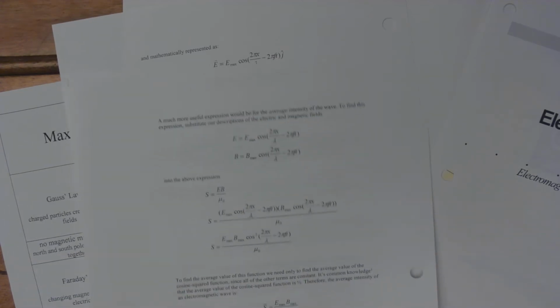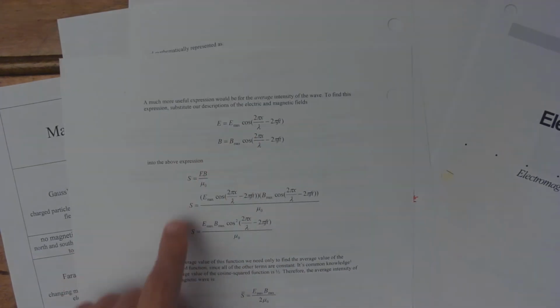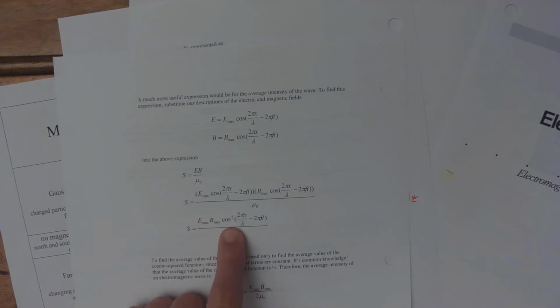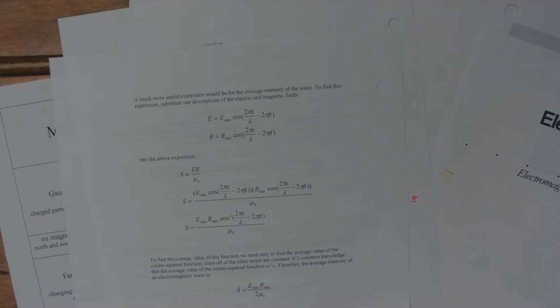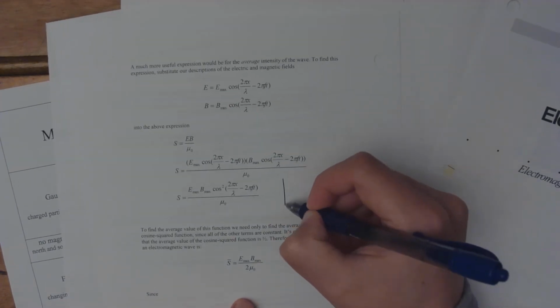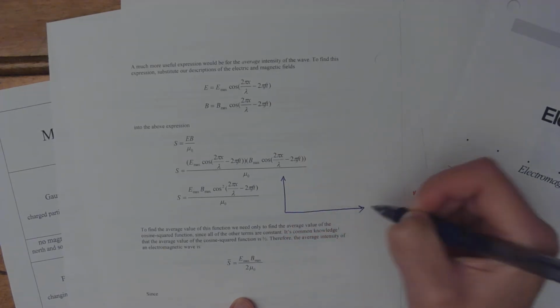We would rather have the average intensity. So if you take our expression for E and B, which we had previously, and plug them in to what we have here, you end up with a cosine squared function. And I'm not sure that we did this. I'm pretty sure we didn't do it before, so let's take a look at this now.